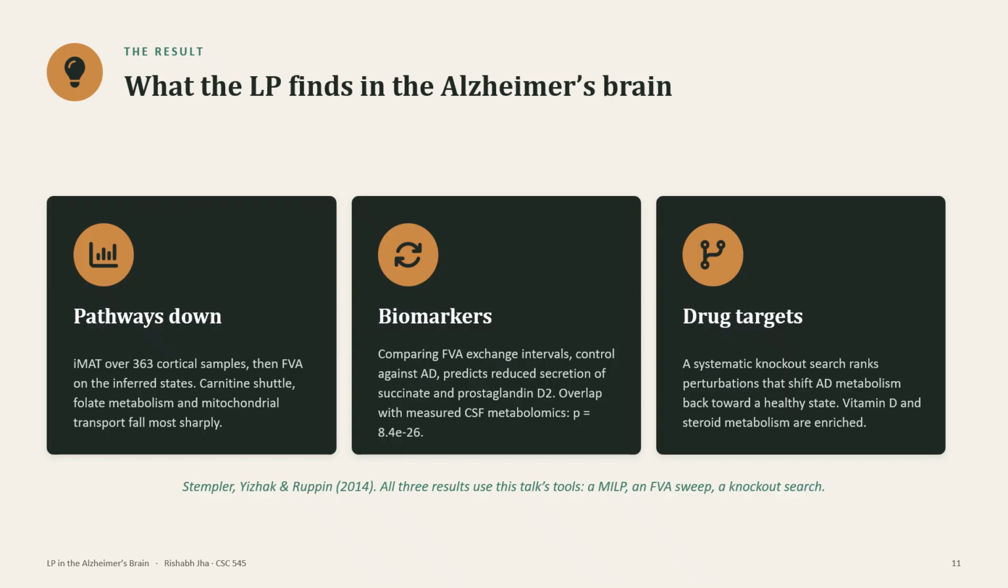So now let's see what the LP finds in the Alzheimer's brain through all this implementation. For that, we have to go to one of the finest research in this field by Stempler and his team in 2014. They took 363 cortical samples from Alzheimer's patients, and they integrated the expression data into a genome-scale human metabolic system. They compared it through FVA exchange intervals, controlled it against the Alzheimer's cases, and predicted reduced secretion of the biomarkers.